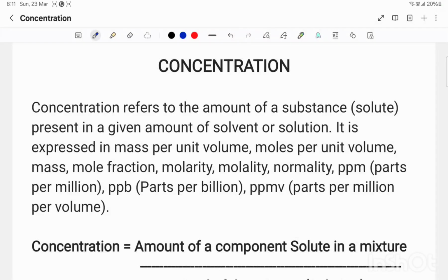I am Dr. S. Kritika, and in today's video we will be discussing concentration and solving problems based on concentration. Let's begin. Concentration refers to the amount of a substance present in a given amount of solvent or solution. It is expressed in mass per unit volume, moles per unit volume, mass, mole fraction, molality, normality, ppm, that is parts per million, ppb, parts per billion, parts per million per volume.